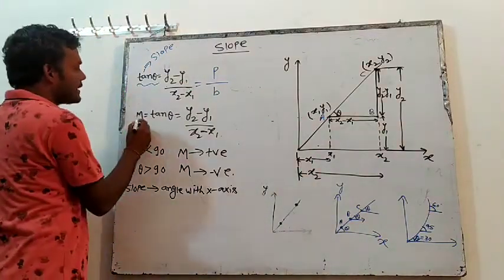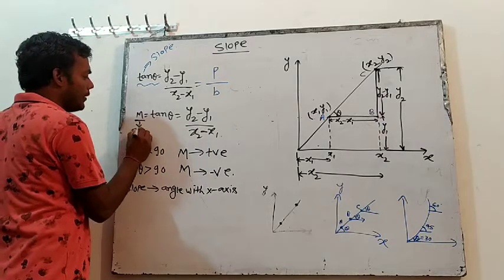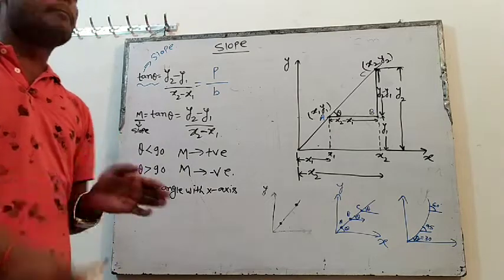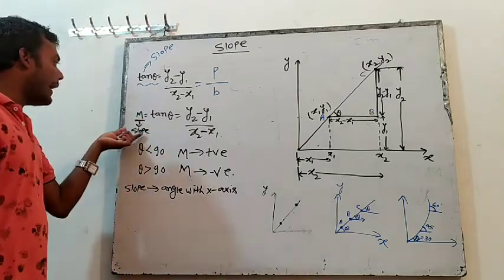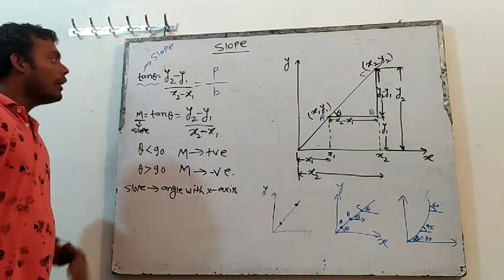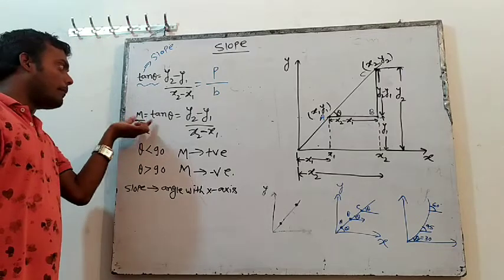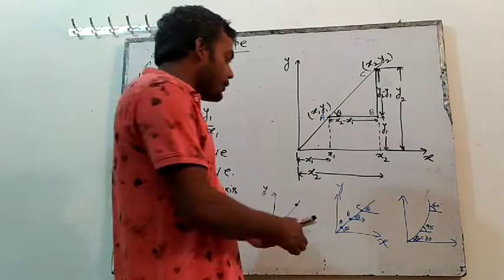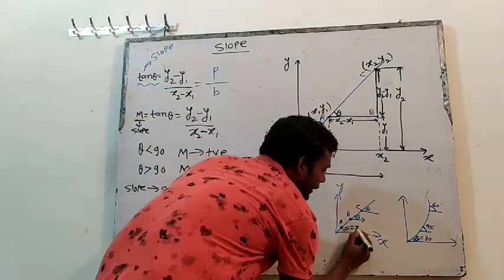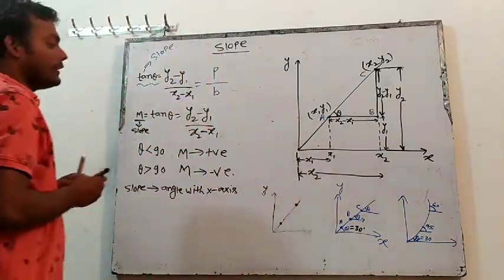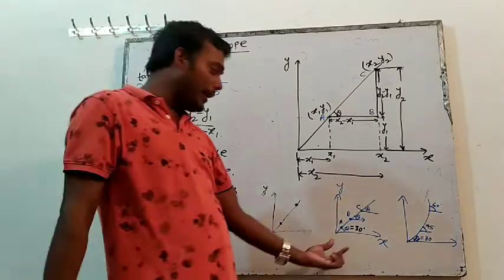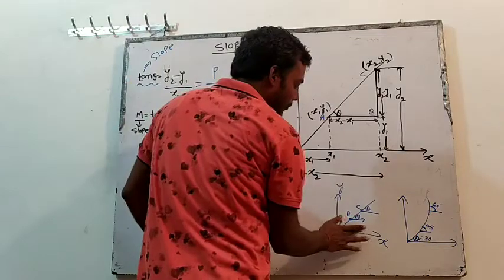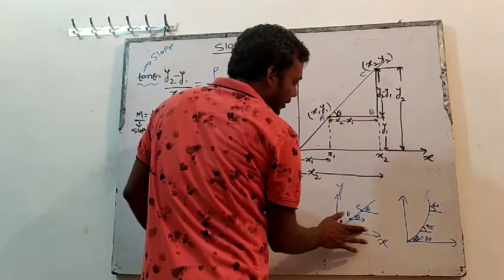This m is known as slope. Everywhere in mathematics as well as in physics, we denote slope by m. And I can calculate slope using the formula tan theta. For example, if theta is equal to 30, then the slope will be tan 30, which is 1 by root 3. But here theta is actually 45.